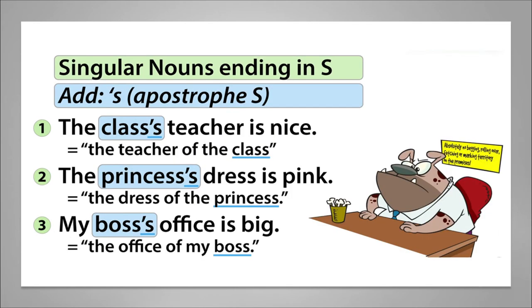Okay, let's go back again to the class. Singular noun that ends in S again. Look, apostrophe, we know that we are just adding S. The class's teacher is nice. Who is nice? The teacher of the class. The class's teacher. Okay? We are talking about the teacher of the class. Okay, now the princess's dress is pink. Which is pink? The dress of the princess. Okay, my boss's office is big.